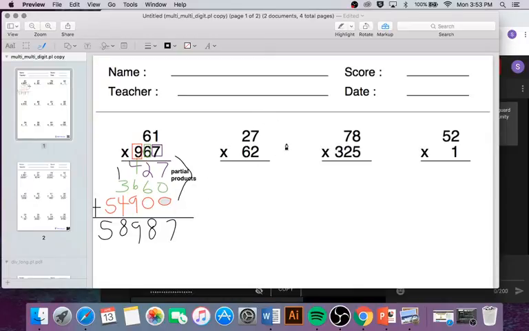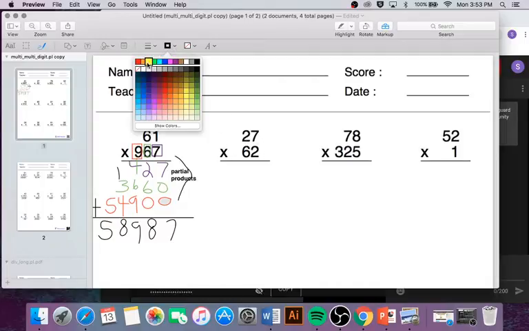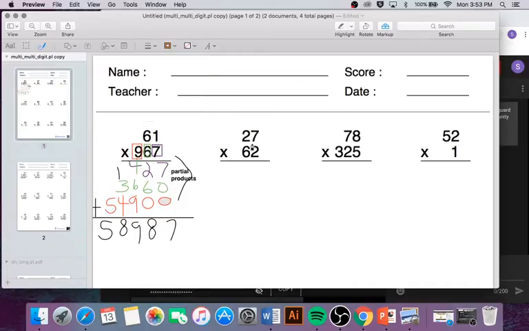Moving to our next problem, we have 27 times 62. So the first thing we're going to do is multiply our top number of 27 times the number in the ones place, which is our 2. So we have 2 times 7 is 14. So we put down the 4 in the ones place, and we're going to carry our 1. Now we have 2 times 2 is 4, plus 1 is 5.